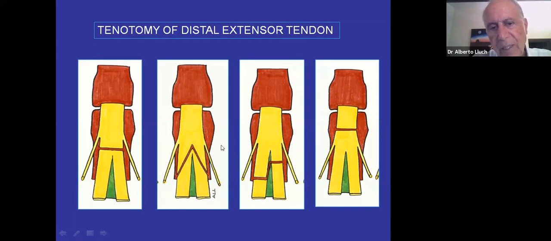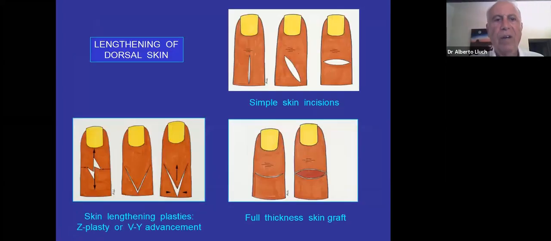This is too complicated and you will never get a mallet finger deformity. And if you get a mallet finger deformity in a boutonniere, it's even better for the looks of the finger. So the PIP joint will be slightly flexed and the DIP joint will also be slightly flexed.